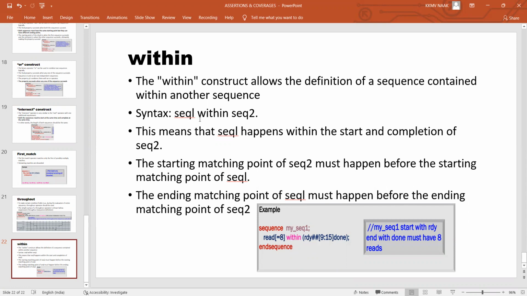And if you're using it between two sequences, sequence 1 within sequence 2, what this means is that sequence 1 happens within the start and completion of sequence 2. Here also we have seen. So your read should be high for 8 clock cycles within this expression. Only during the evaluation of the expression, your read should be high 8 times. That's it. Okay, clear? Everybody up to here? Any doubts?